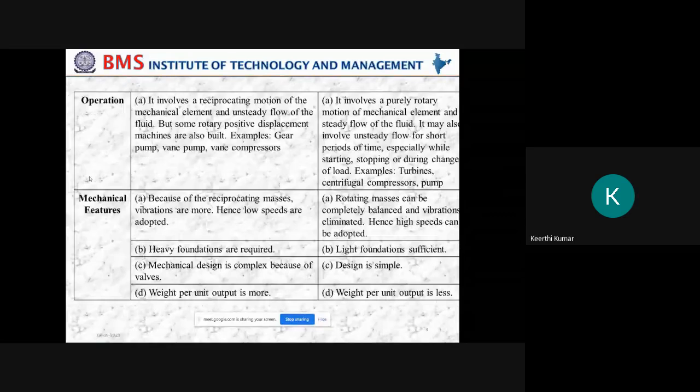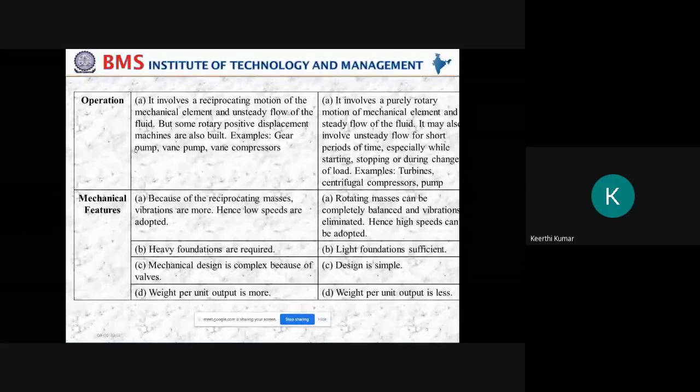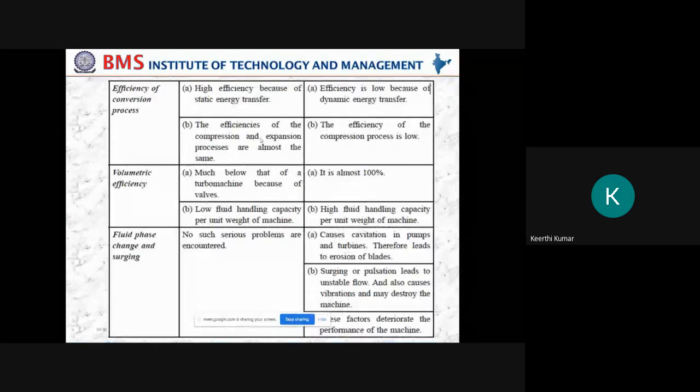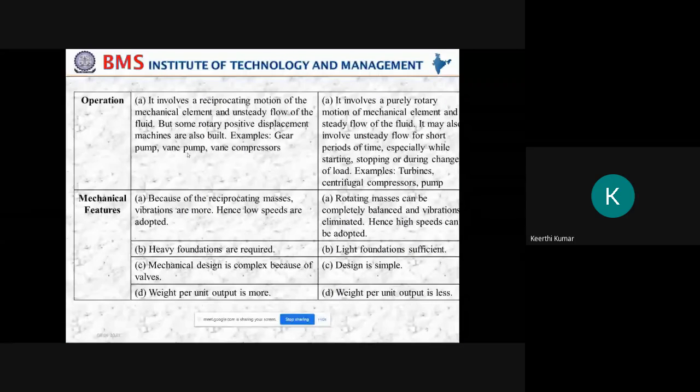Similarly, under the heading of operation, I will wind up with operation and mechanical features today. Under the heading of operation, it involves a reciprocatory motion of the mechanical component and unsteady flow of the fluid. But some rotary positive displacement machines are also built, for example, gear pump, vane pump, and vane compressor. These are all rotary motions. Even though they are rotary motions, they are called positive displacement machines. I will tell the reason when we go through the chapters. But for now, understand that it involves mostly reciprocatory motion.